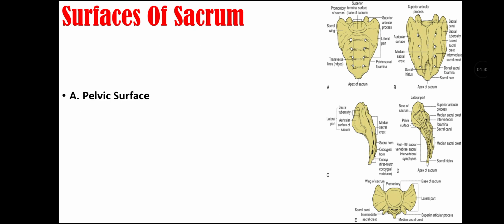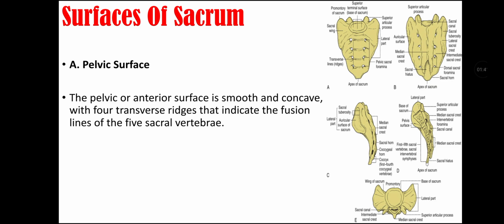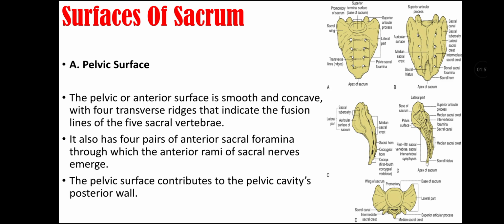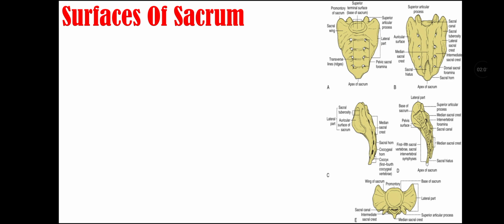Surfaces of sacrum. It has pelvic surface, dorsal surface, and lateral surface. Pelvic surface of sacrum. The pelvic or anterior surface of sacrum is smooth and concave with four transverse ridges that indicate the fusion lines of the five sacral vertebrae. It also has four pairs of anterior sacral foramina through which the anterior rami of sacral nerves emerge. Pelvic surface contributes to the pelvic cavity in the posterior wall.